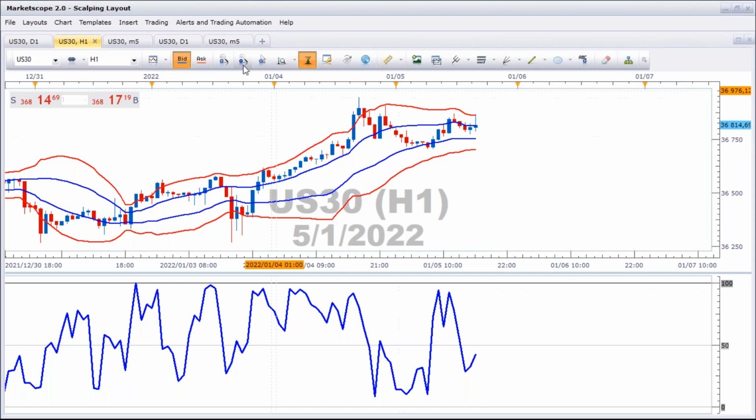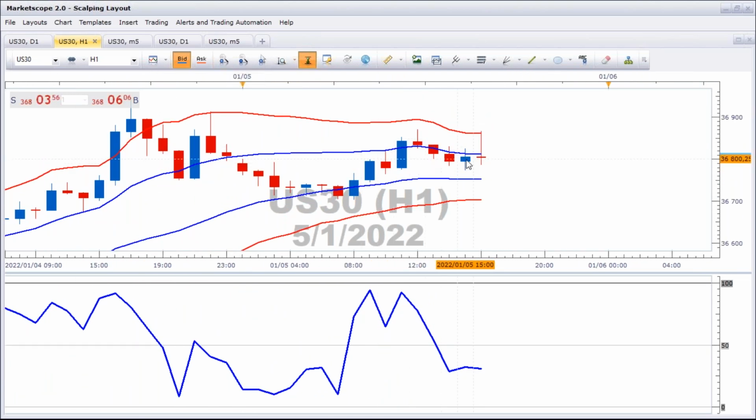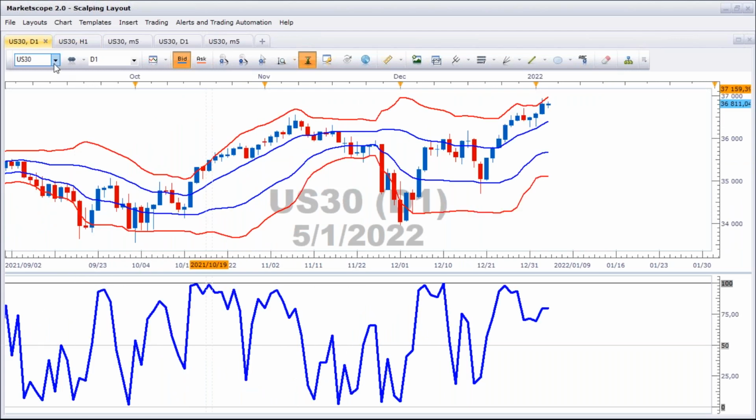And if I zoom in here, our last active candle closed neutral. It's between the blue. So there's not much we can do with the US 30, unfortunately. So we'll have to go to the next one. Let's go through to the S&P.